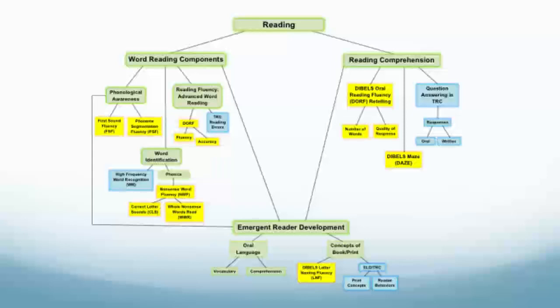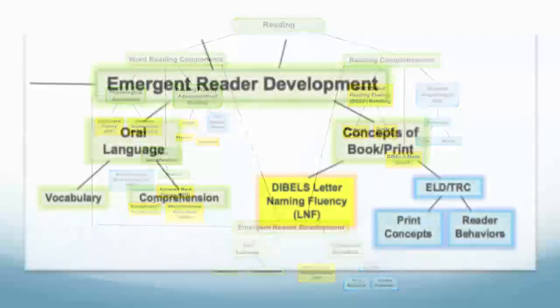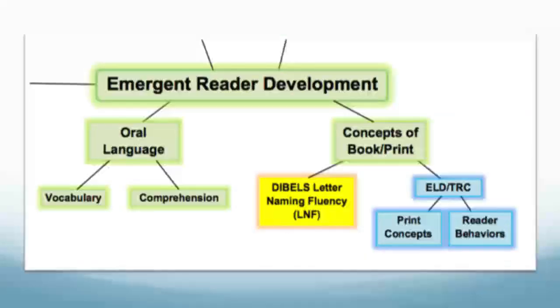On this drawing, the components of reading we discussed earlier in this module are green, DIBELS subtests are yellow, and the ELD TRC subtests are blue. Both assessment packages assess some aspects of emergent reader development. The ELD TRC assesses students' concepts of books and print through two assessments. These are print concepts and reading behaviors. Both are the lowest levels on the ELD TRC assessment.